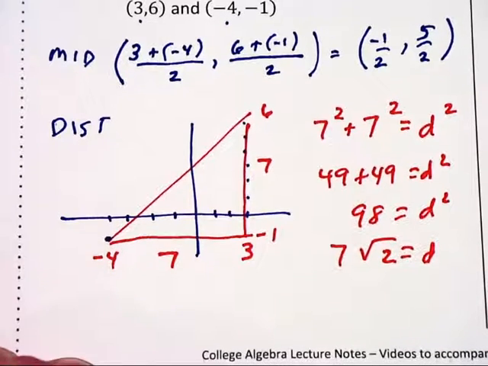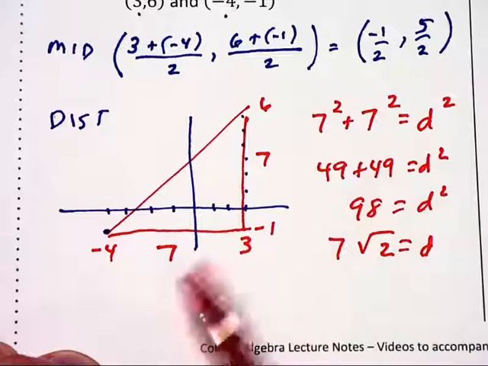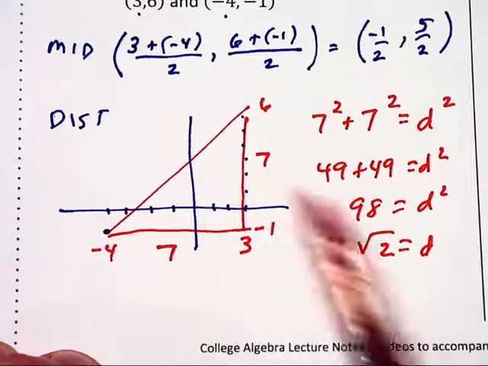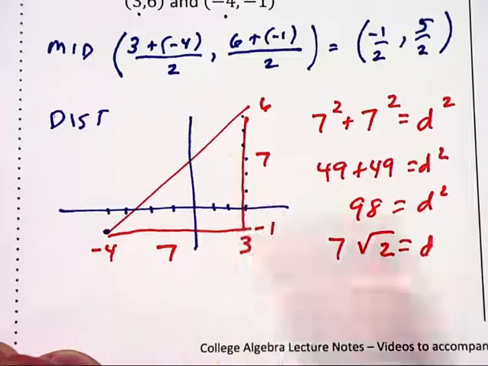And if you remember your 45, 45, 90 triangles from your geometry or trig class, you would know that this is a 7, 7, 7 root 2 special triangle.